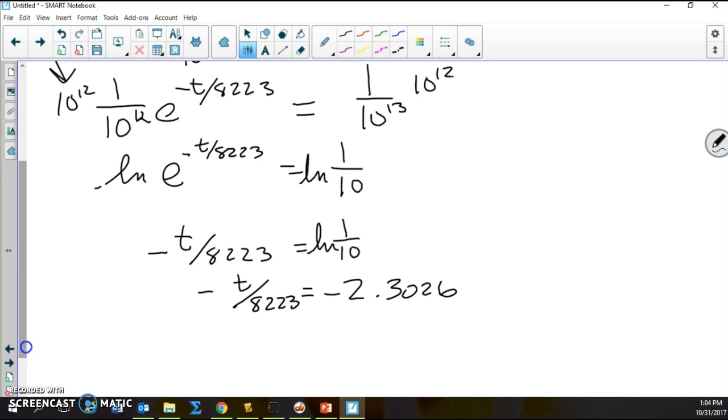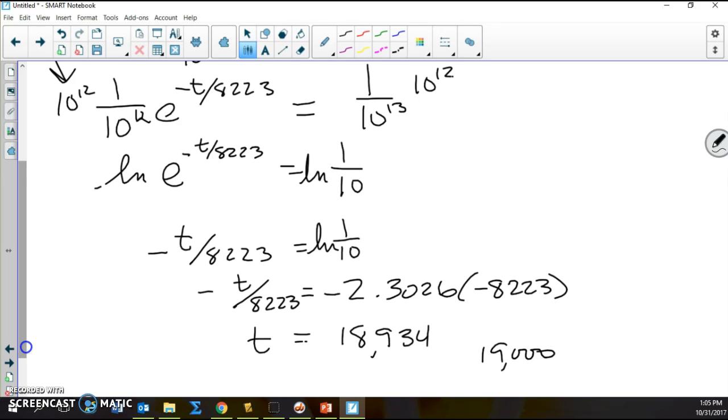Now multiplying both sides by negative 8,223, we get an estimated age of 18,934. To the nearest 1,000 years, you can estimate the age of the fossil to be about 19,000. I'd like you guys to take a look at exercise 37 and come right back here for the solution.